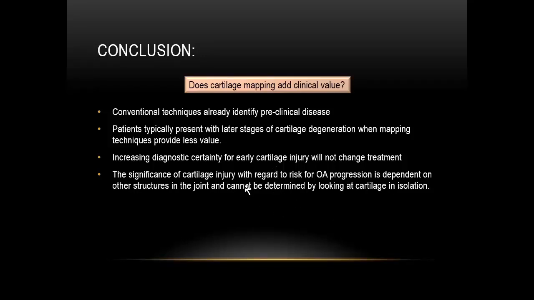The significance of a cartilage injury and its risk of progressing to OA is not dependent on the cartilage lesion itself. It's the joint's degeneration. We have to make sure we're not chondrocentric and looking at cartilage in isolation; we have to take information about the entire joint into account when we're using this information.